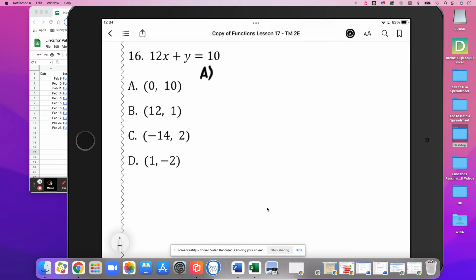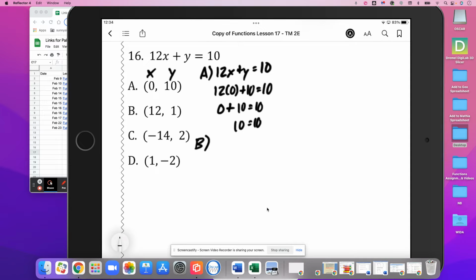16, we have A is 12x plus y equals 10. So x is 0, y is 10. So 12 times 0 plus 10 equals 10. Looks like this one's going to work. So 0 plus 10 equals 10. 10 equals 10. Yep.